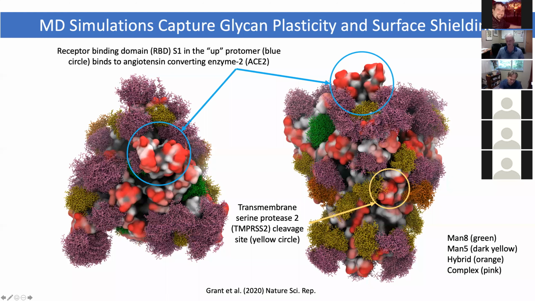Okay. So this suggests that if you were going to raise antibodies against spike, well, where would they probably target? Well, they wouldn't target the carbohydrate region, likely. They would target the protein exposed region, which is this equatorial band around here, this region here, or the receptor binding domain.